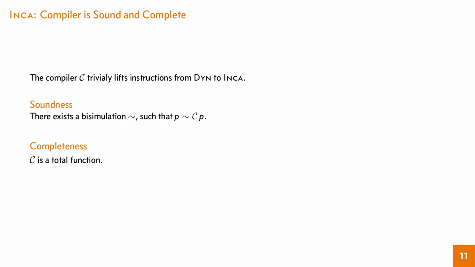So, how do we compile a DIN program to an Inca program? Well, because the full optimization is performed at runtime, the compiler only has to trivially lift the instructions of all function definitions. So then, to prove the soundness of this optimization, we prove that there exists a bisimulation between a program and its compiled version. Completeness, on the other hand, can be reduced to the fact that the compiler is a total function.